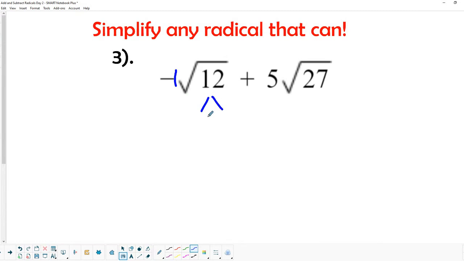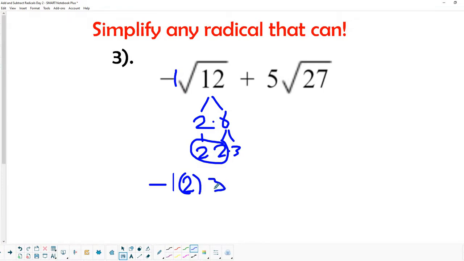Then we're going to simplify 12, turn that into 2 times 6, which simplifies to be 2 times 2 times 3. And we will circle the common factors. So one of those will come out and we'll have -1 times 2 times the square root of 3 left inside the radical. And -1 times 2 is -2 square roots of 3. Okay, well, so far so good. Let's do the other side now.